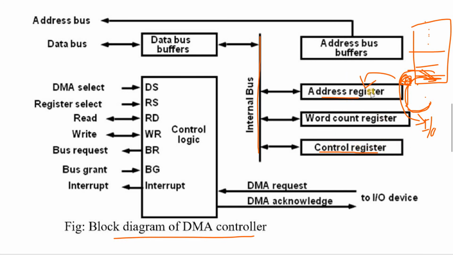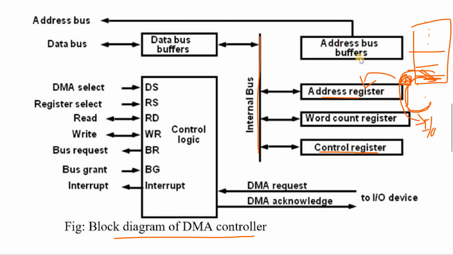Once again I repeat: the address register always holds the starting or initial address of the memory location, and this address is provided by the CPU. The word count register holds the number of locations or words in the memory. The control register always holds the status of the mode of transfer, write transfer or read transfer.